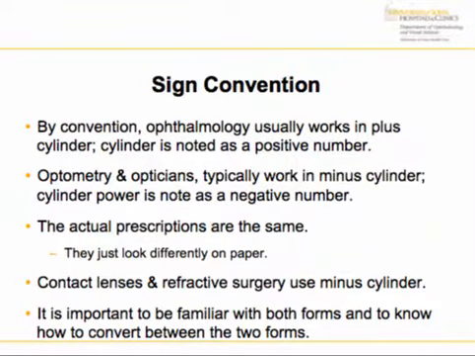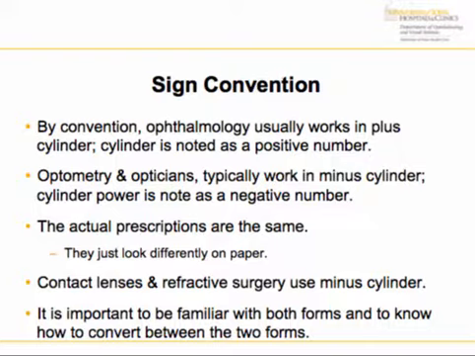By convention, ophthalmology usually does their refractions in plus cylinder. Plus cylinder is noted on the phoropter in black numbers and in written prescriptions by a positive cylinder power. Optometry and opticians typically work in minus cylinder. In this case, the cylinder power is noted on the phoropter in red numbers and in written prescriptions by a negative number. What is important to know is that the actual prescriptions are the same. They just look different on paper.